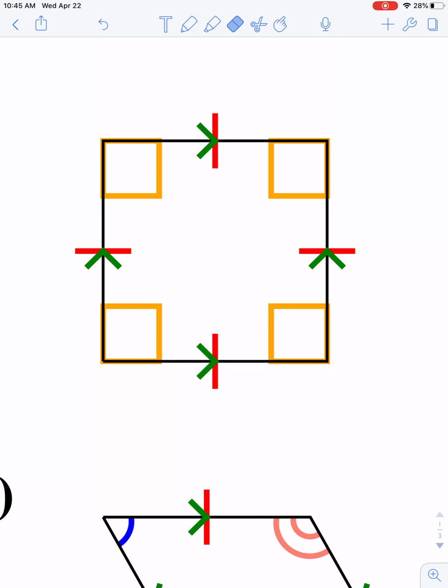It can also be a rectangle. Okay, that means that it has 90 degrees. All of those angles are 90 degrees. It can also be a rhombus. A rhombus just means that those opposite sides are equal. And it can also be a square. So a square, all of the opposite sides are equal and it has 90 degrees. So this guy can be a lot of different things.